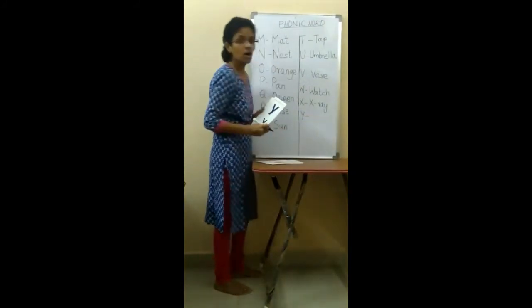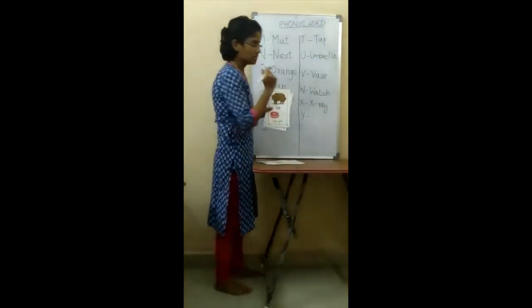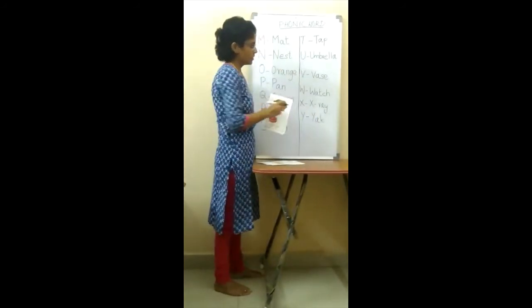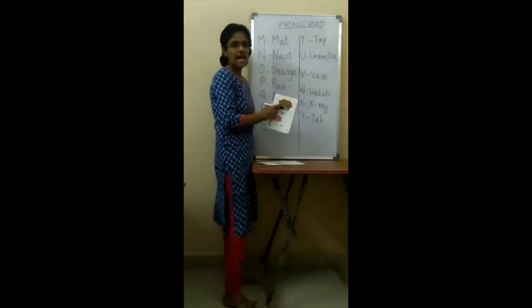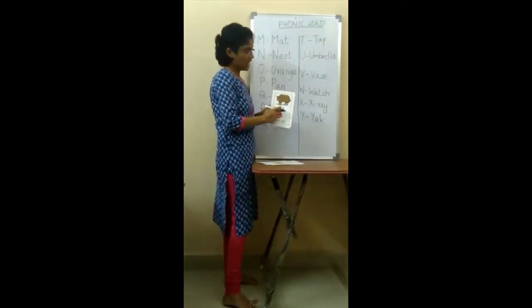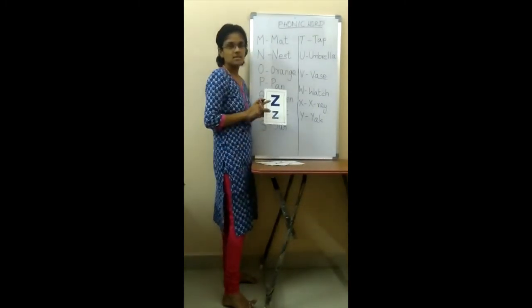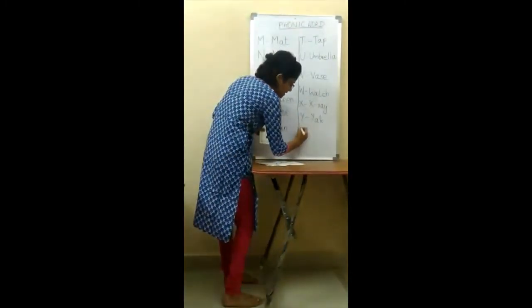What is Y for? Yak. Y A K, yak. The last letter is Z. What is the last letter?